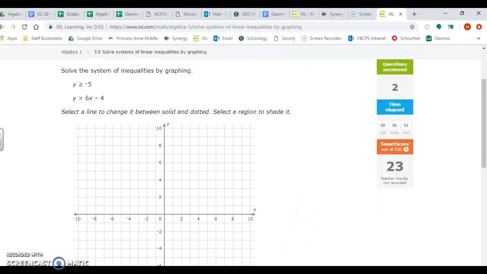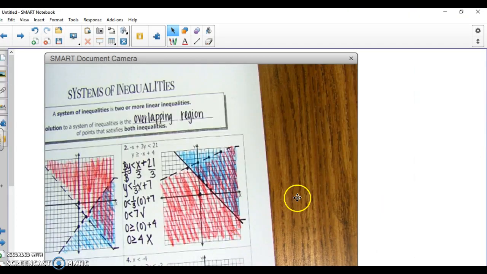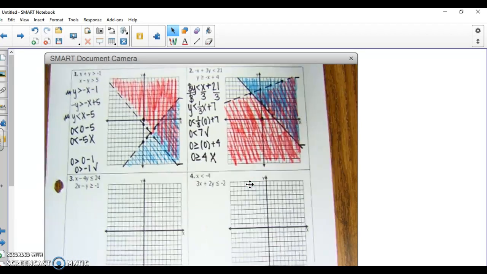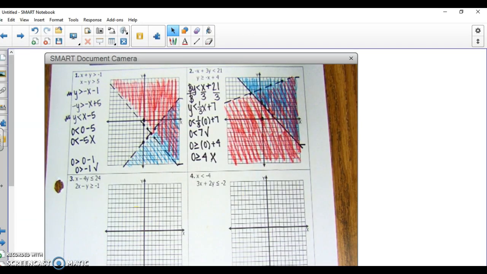All right, so go ahead and complete your practice on your notes, those 4 other problems, and then complete the IXL for your homework.